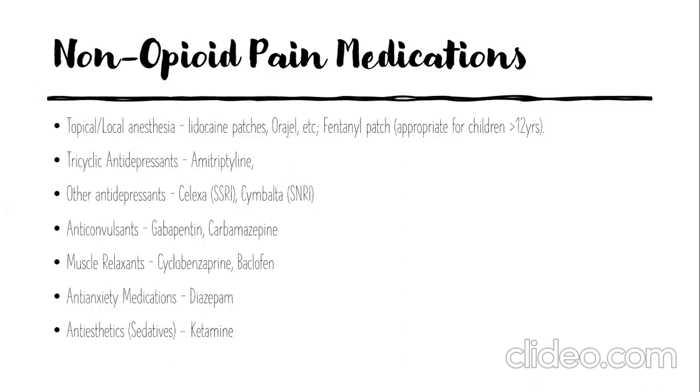Tricyclic antidepressants like amitriptyline can sometimes be used. When they use anything like anticonvulsants or antidepressants, what I want you to remember is that those drugs work on the brain. Therefore, what type of pain do they treat?